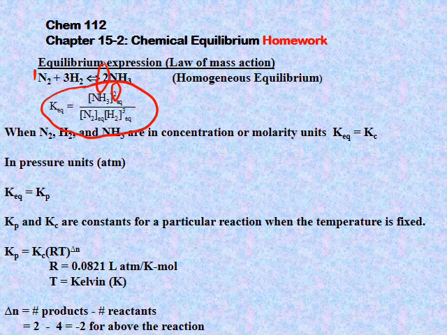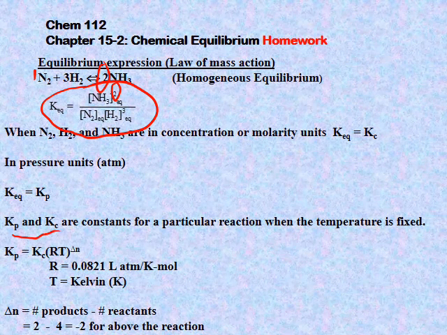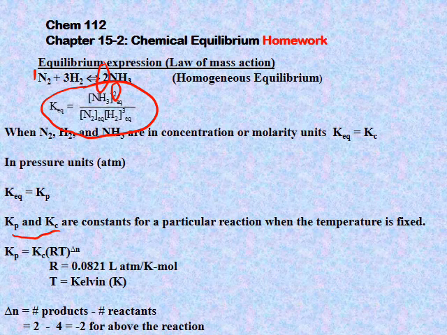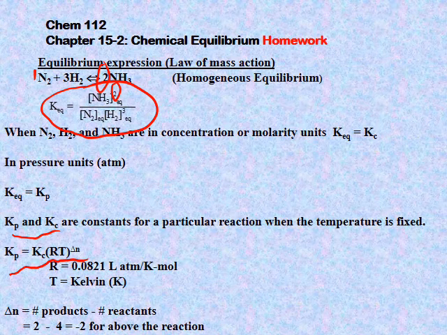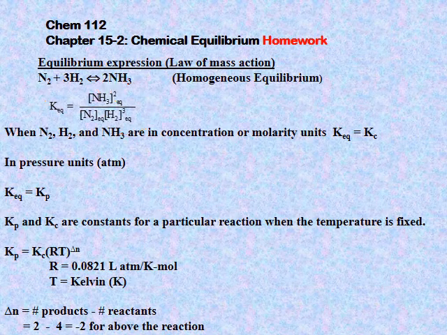Now we can define two ways the equilibrium value. One is Kp when it's in atmospheric units, Kc when it's in concentration or molarity units. All these concentrations are expressed in molarity, and then Kp and Kc are related by this expression. Kp equals Kc times RT raised to the power delta N. But delta N is number of products minus number of reactants. Now, as we go over problems, you'd see how we are going to apply this understanding.